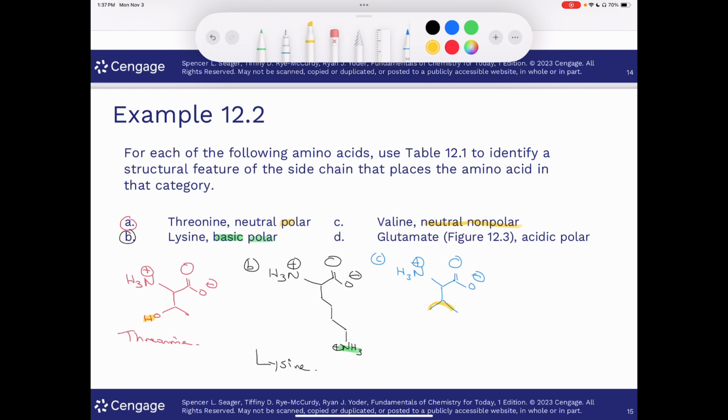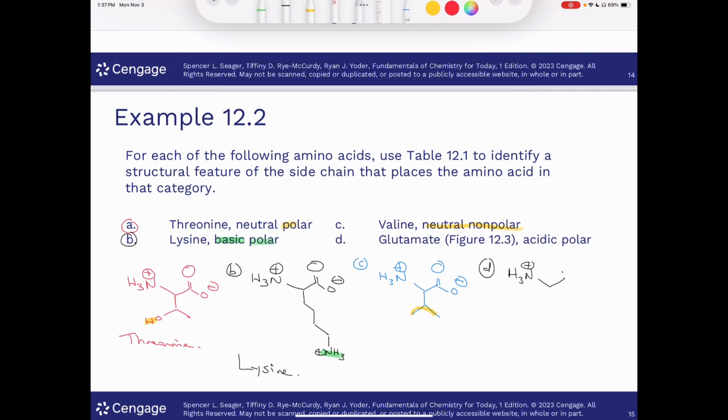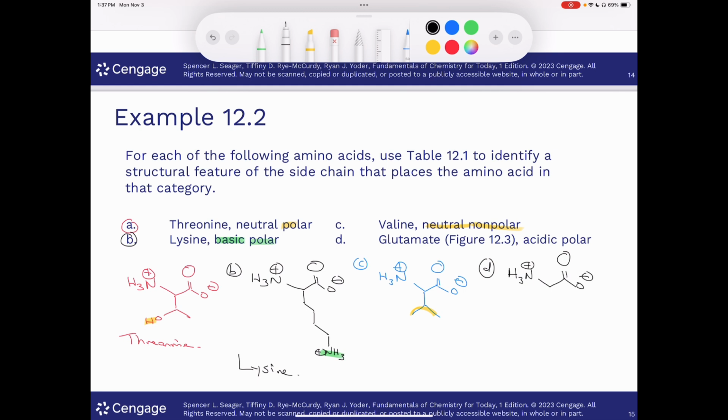And the last one is glutamate. And glutamate is going to look something like this. So we have our NH3. We have our carboxyl group here. Then we have 1, 2 carbons. Then we have our carboxylate like this. And so this is the part of the molecule that's going to make it acidic and polar. And so there we go with our threonine, lysine, valine, and glutamate.